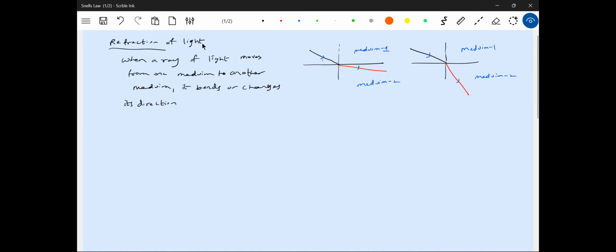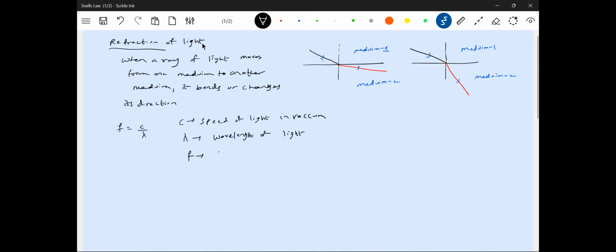Okay, let's begin our discussion from here. Suppose a light propagates in space, then f equals c by lambda naught, or lambda. What is c? The speed of light in vacuum. What is lambda? The wavelength of light. And f is the frequency of light.